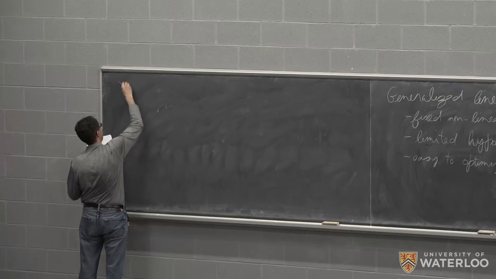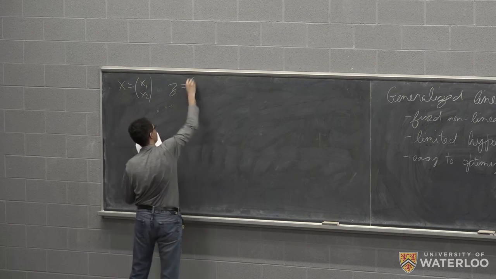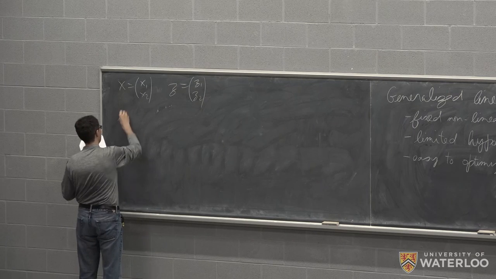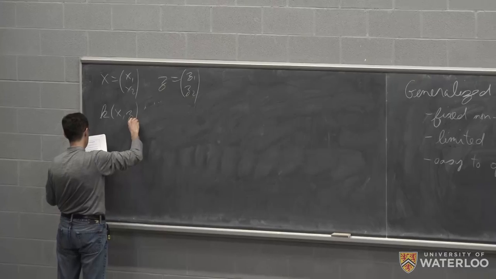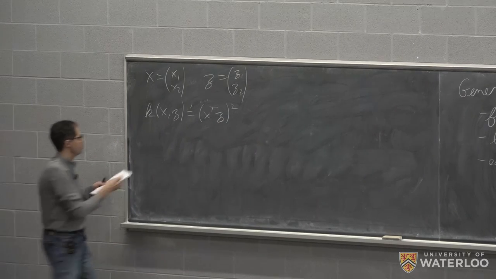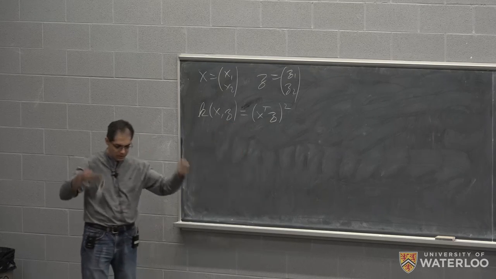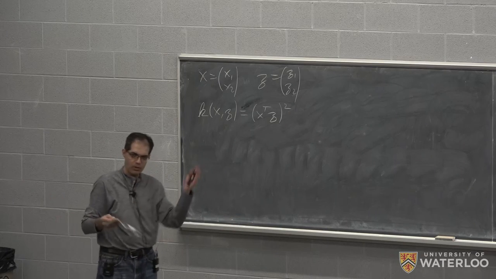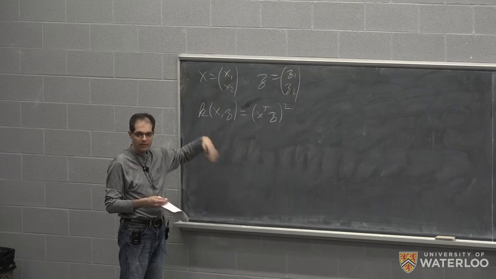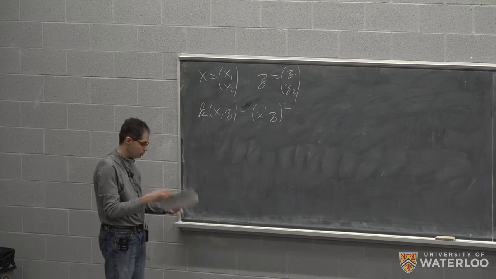Okay, so I'm going to consider x that is two-dimensional, x1, x2, and z that is also two-dimensional, z1, z2. And now I'm going to define k of x, z to be equal to (x transpose z) squared. So this is a kernel function that I'm defining. I'm just going to take the dot product in the original space and square it. So this is something arbitrary. And now the question is, is this a valid kernel function? In other words, does there exist some mapping that would allow me to go to some other space and take a dot product in that space that would correspond to doing this?